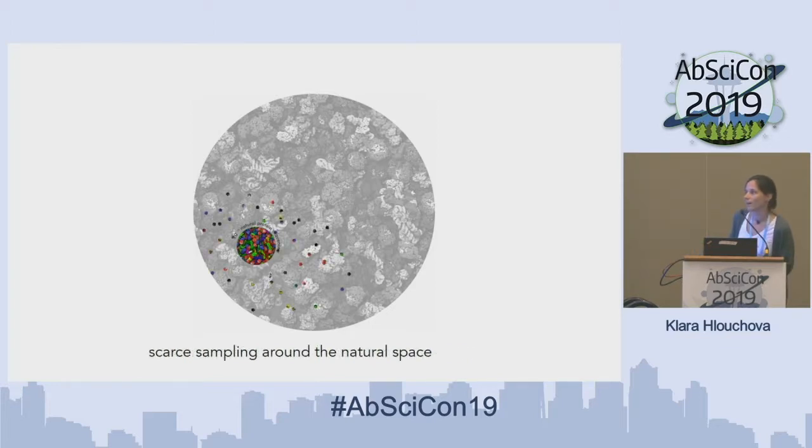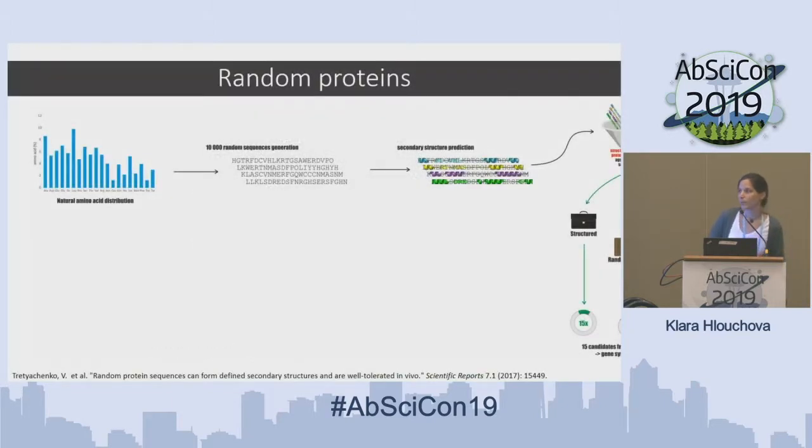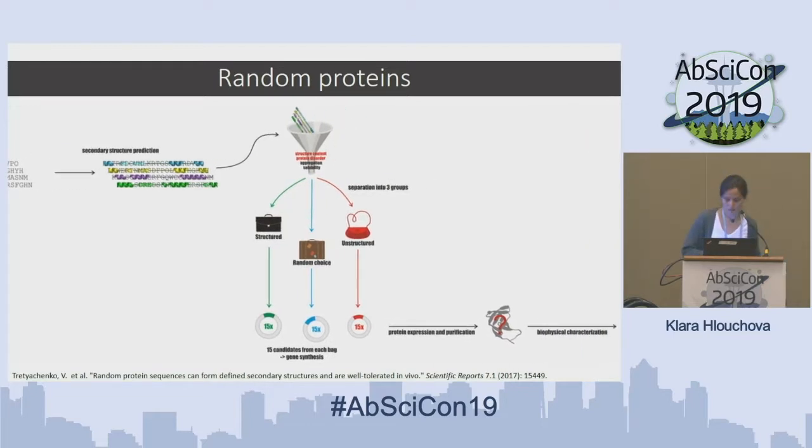So to start with our exploration, we performed a scarce experimental sampling, looking around the biological space at some specific sequences that are out there. To start, we generated 10,000 random sequences. They were all of the same length, 100 amino acids, and the natural amino acid distribution. And we performed secondary structure prediction on all of these using multiple predictors. Based on these predictions, we sorted the data and selected some sequences that we looked at experimentally.